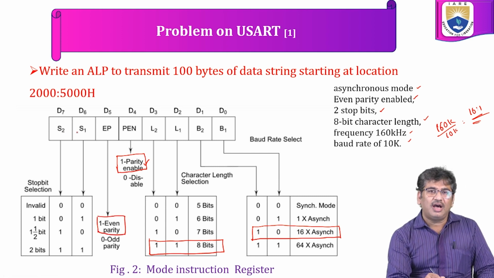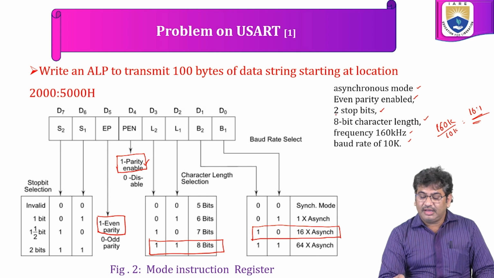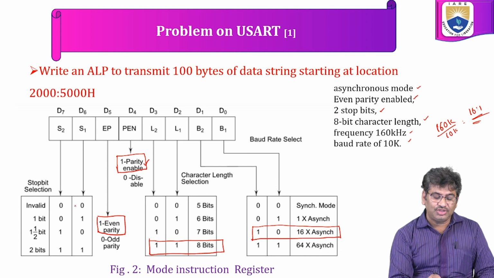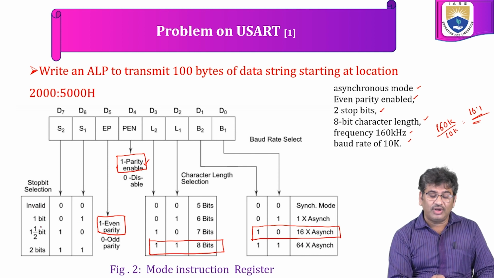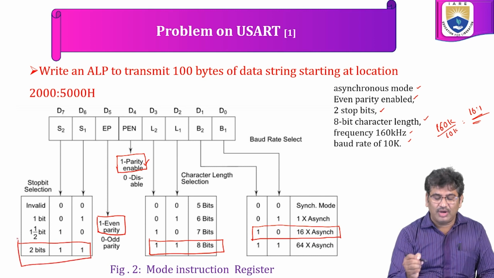So we are going to configure this bit as 1 for even parity. The last 2 bits indicate how many stop bits are required. In the specifications, it is given as 2 stop bits. So 00 is invalid, 01 is 1 bit, 10 is 1.5 bits, 11 is 2 bits. As per the problem statement, we require 2 stop bits, so we have to configure the last 2 bits as 11.